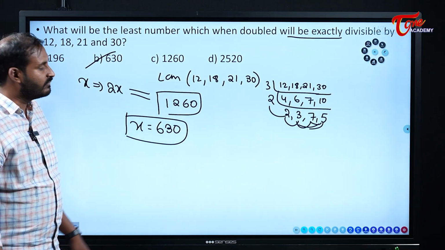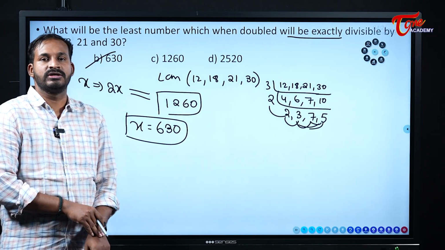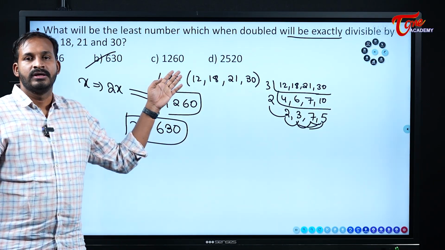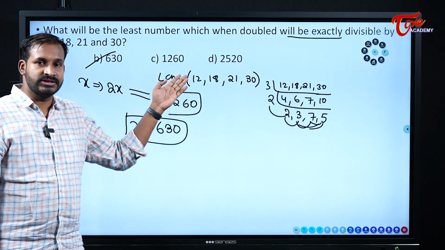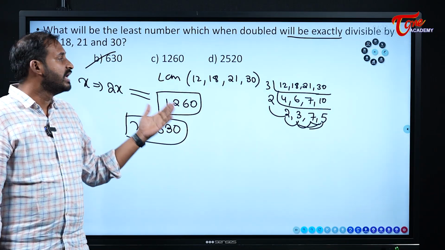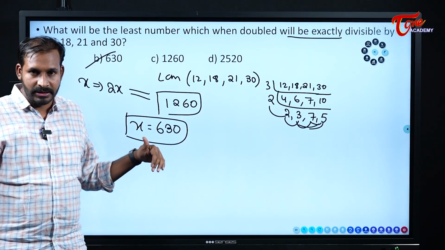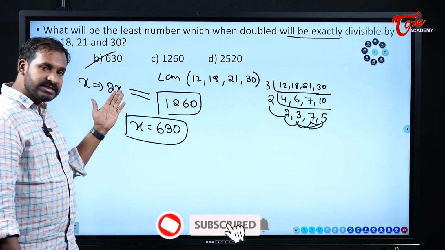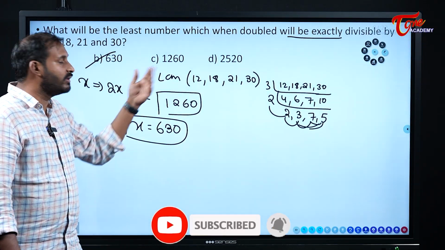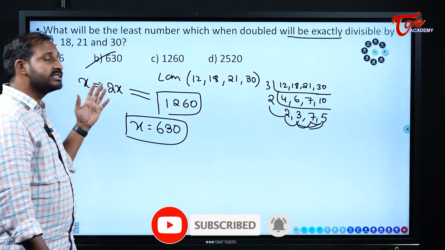So please be careful. Why? Because in the options they have also given us 1260, so there is a chance of getting confused. There is a number which should be doubled. So x is that number. When I double it, it should be equal to 1260. So our answer here is 630.